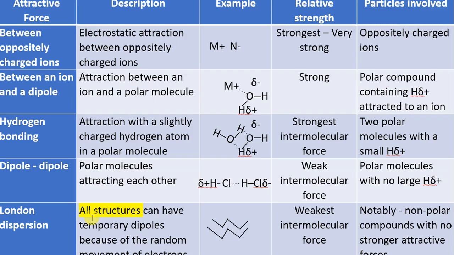London dispersion. All structures can have temporary dipoles because of the random movement of electrons. As we saw before, linear structures line up better. They more readily form London dispersion forces. But these are the weakest of the 3 types of intermolecular force, and as they're weaker, we only really notice them when I have non-polar compounds.